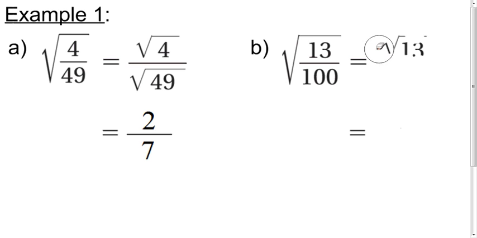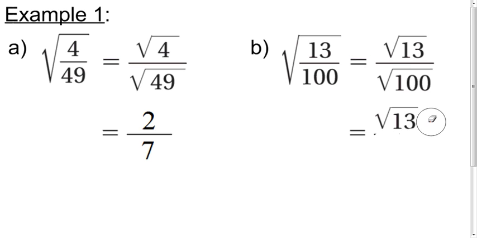B, same idea. But the square root of 13 does not simplify. There's no perfect square aside from one that'll go into that. So that just stays the same. And the square root of 100 is 10.